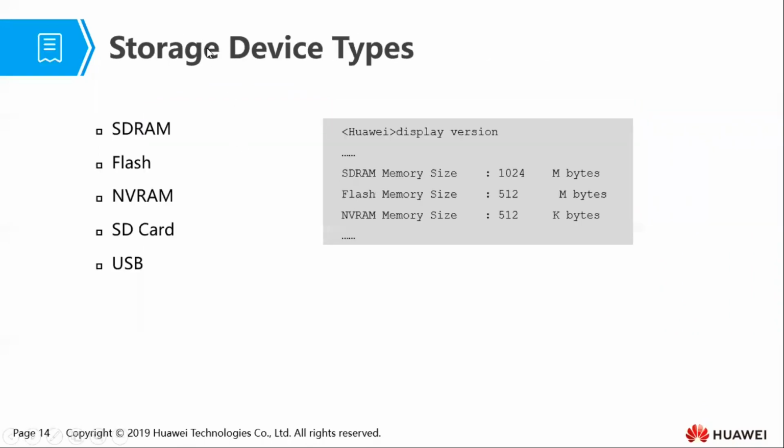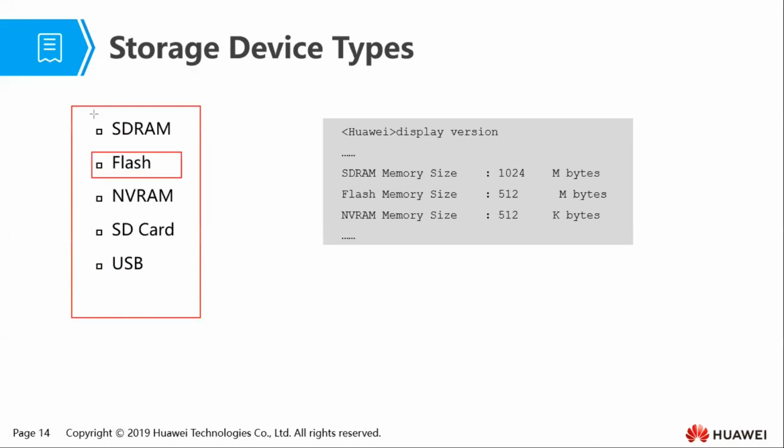So these are some of the storage types that can be used by our routers and switches. So flash, then we have the SDRAM and the NVRAM. The devices will come with this. Then most devices nowadays, like the AR routers, will come with an SD interface or port, and also a USB interface that you can use to plug in a USB stick or an SD card in order to transfer files.